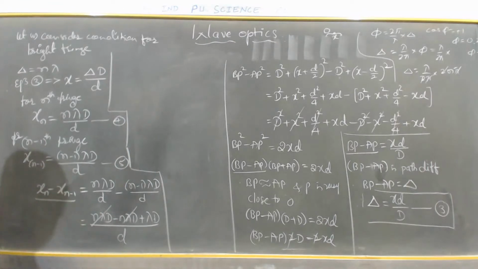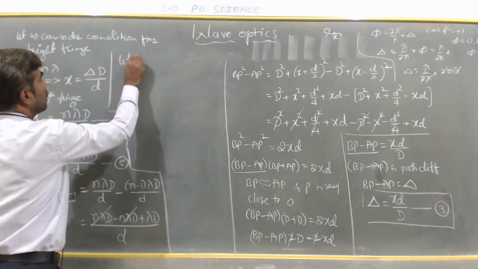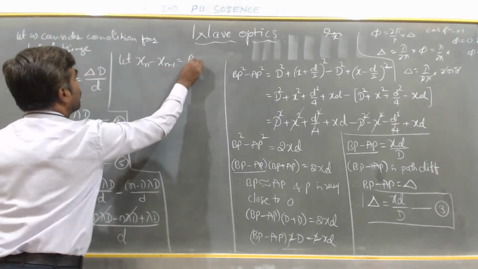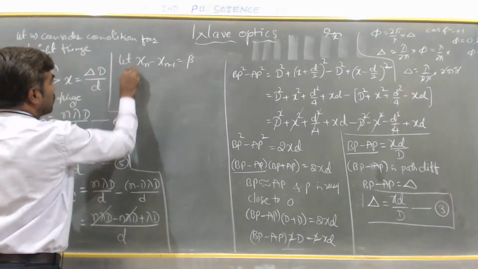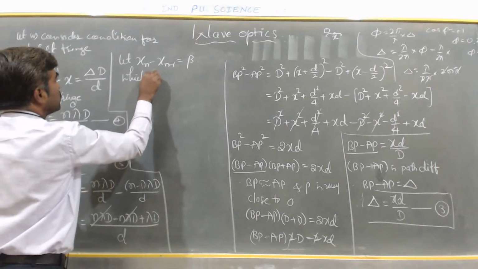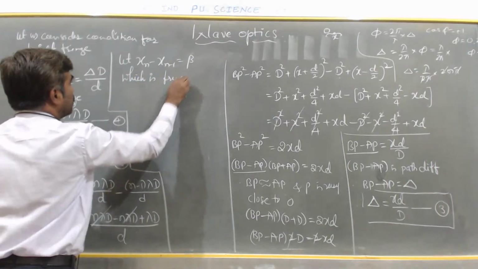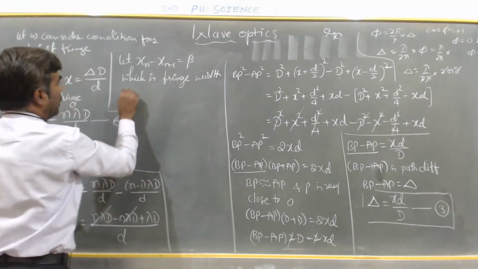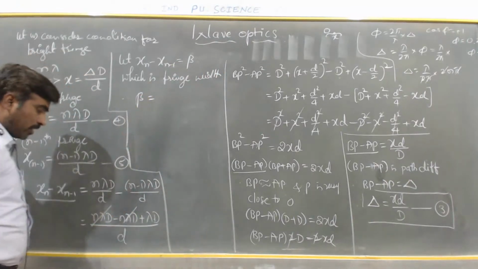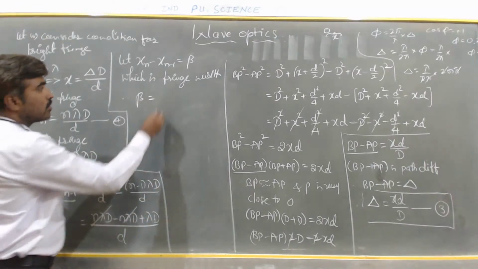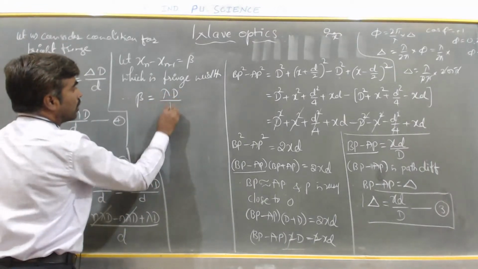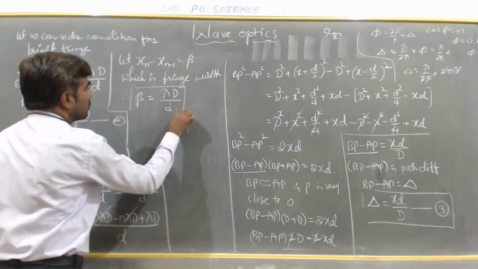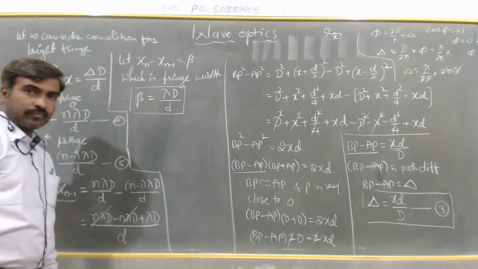Xn minus 1, let xn minus 1 be called beta, which is the fringe width. Therefore, beta can be written as lambda D divided by d. This is the final expression for the fringe width.